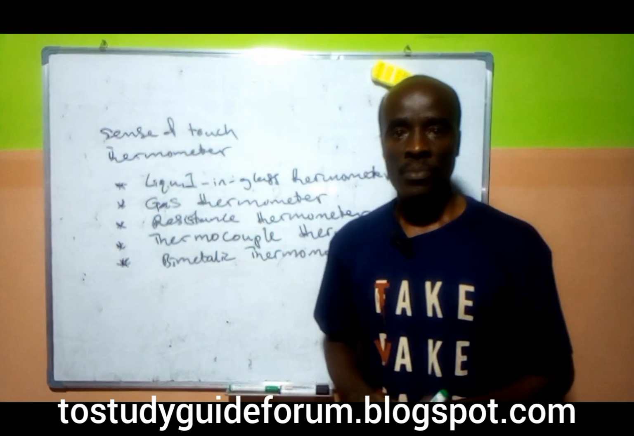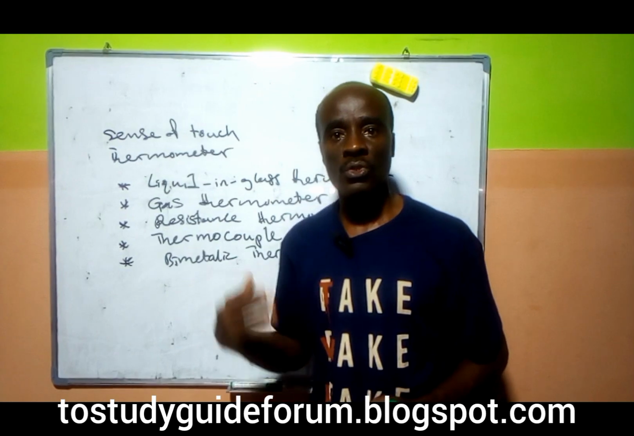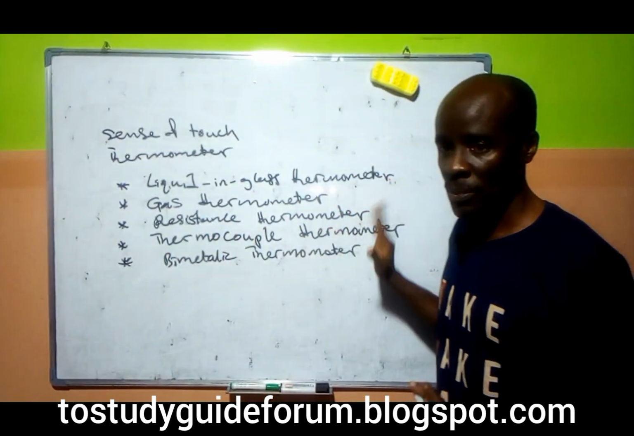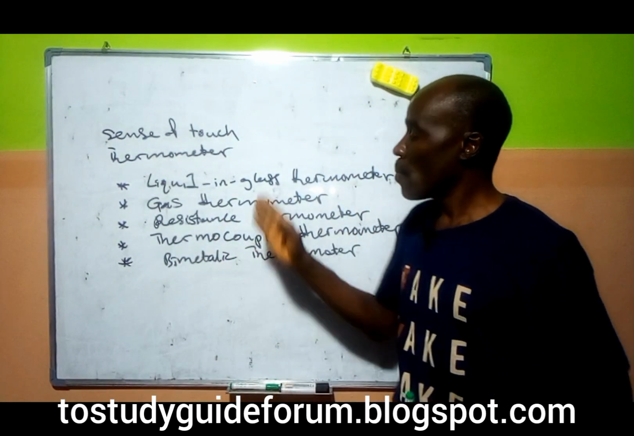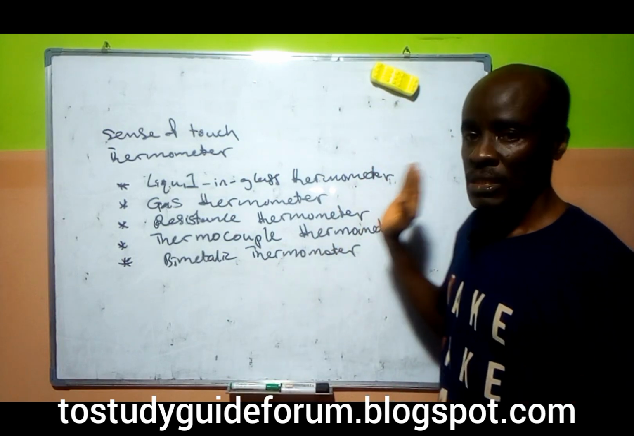Now, all these thermometers have what we call a thermometric substance. This thermometric substance is the substance they contain that helps them do the work as a thermometer. In these thermometers, they have different types of thermometric substance.